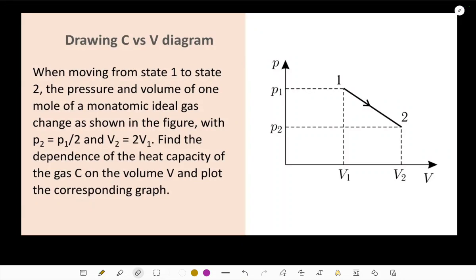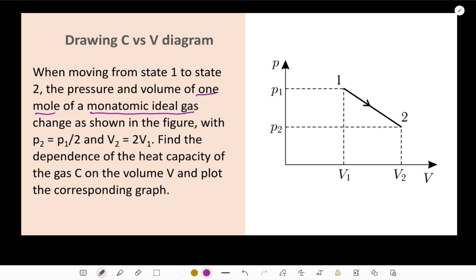And we have yet another problem on the screen, and you can see the diagram, and I would like to read in fact the statement of the problem. And it says, when moving from a state 1 to a state 2, the pressure and volume of 1 mole, 1 mole is important here, of a monoatomic ideal gas change as shown in the figure.